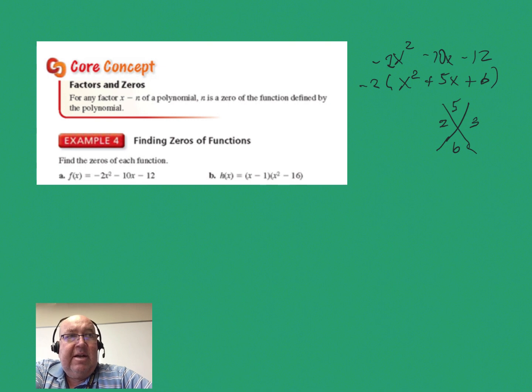So now I have factors of x plus 2 and x plus 3, and I want to make those equal to 0.